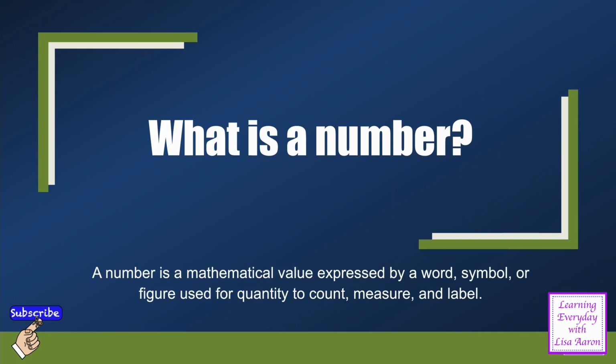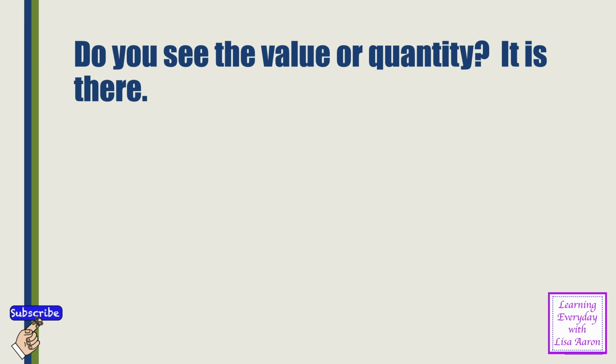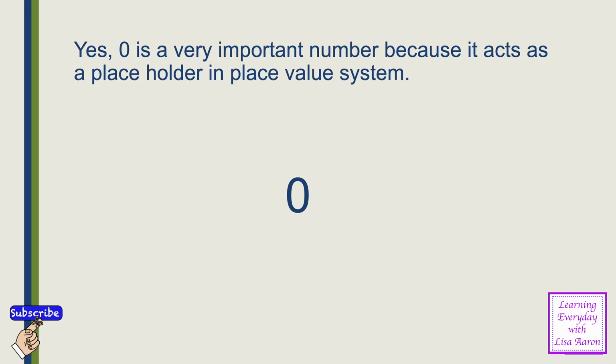What is a number? A number is a mathematical value expressed by a word, symbol, or figure used for a quantity to count, measure, and label. 1, 2, 3, 4, 5, 6, 7, 8, 9, 10. This concept of 10 is important for counting. We can count larger numbers with the use of 10. Do you see the value or quantity? It is there. 0. Is there quantity and value in 0? Yes, 0 is a very important number because it acts as a placeholder in place value system.